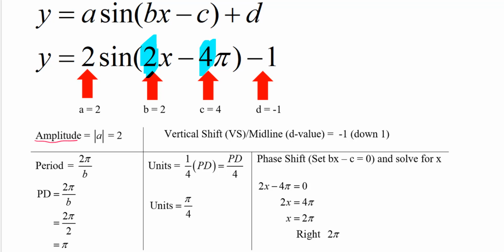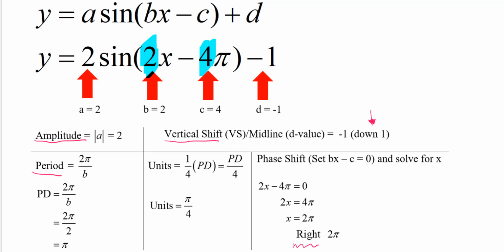pieces: your amplitude, your period, the vertical shift, or your midline. And be sure you can describe it too. Make sure you describe the vertical shift using the words up or down and by how much. Same thing with phase shift. When you get done solving bx minus c equals 0 for the phase shift, you're going to solve that for x. Make sure you use the word right or left.